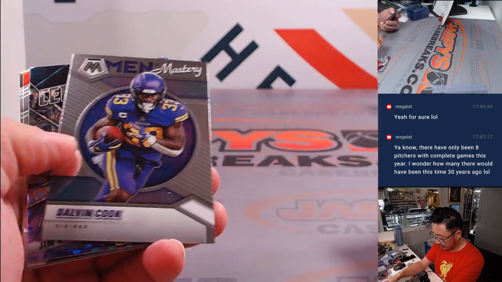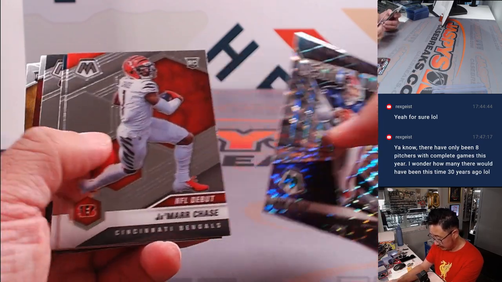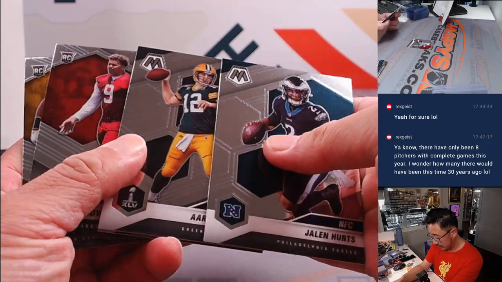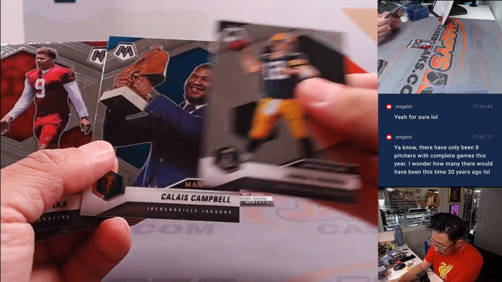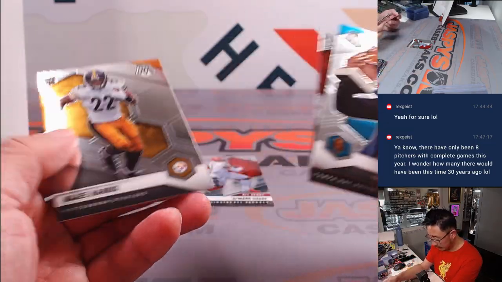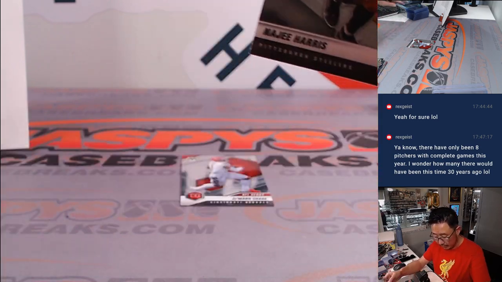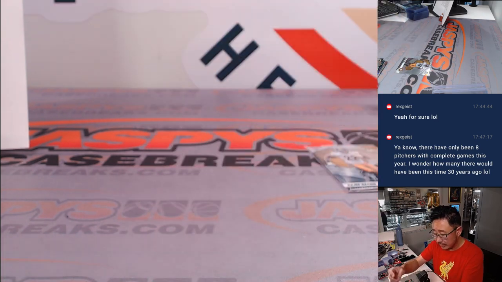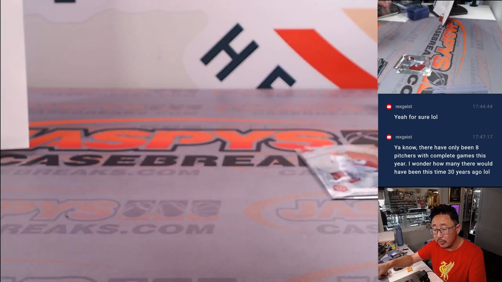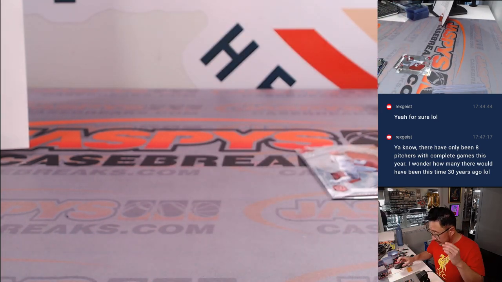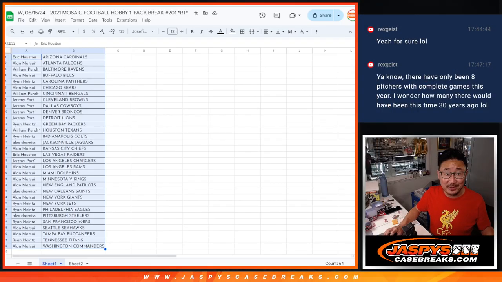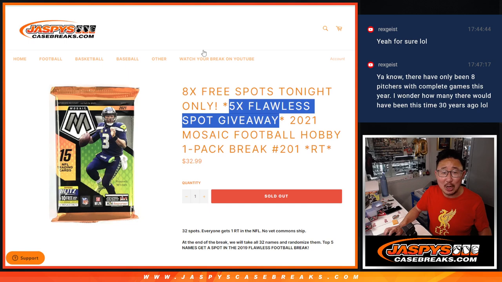So Charles Tillman, Jim Kelly, Ja'Marr Chase, NFL debut rookie card. Back here, Calais Campbell. All right, and a Najee Harris rookie card. Najee will go to Alex and the Steelers. Ja'Marr Chase will go to William and the Bengals. All right, no autograph though, but there are some big hits in this break, and it's the five flawless spots.